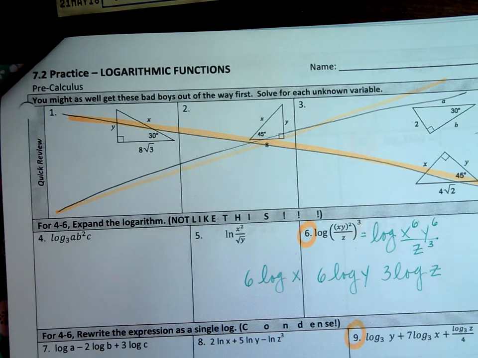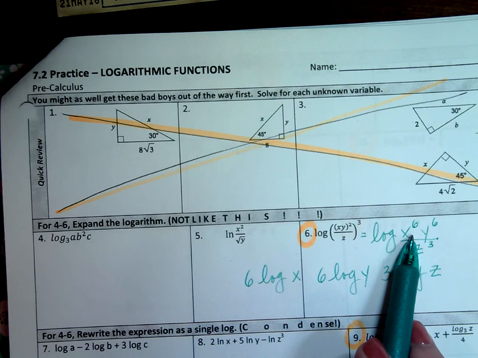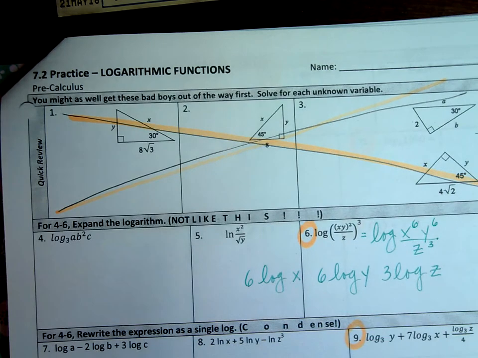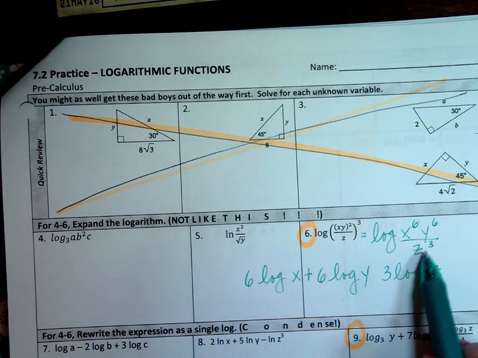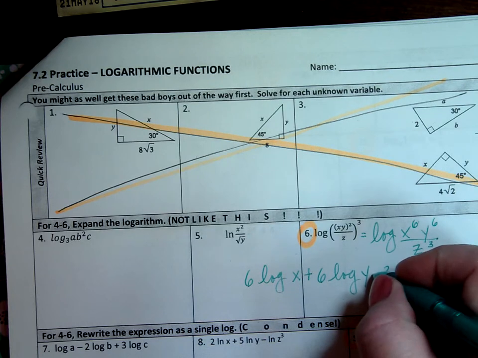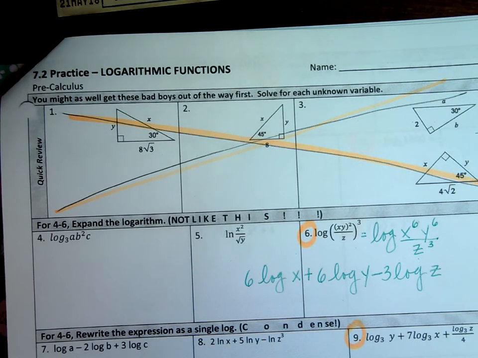Now I've got to decide if they're pluses or minuses. Well, the x and the y are being multiplied. Multiplied means plus. If I go to my z, that's in the denominator. That's being divided. He's on the bottom. He's a minus. And that's what it would look like expanded. All right, that's number 6.